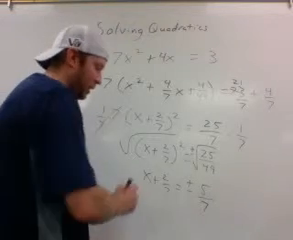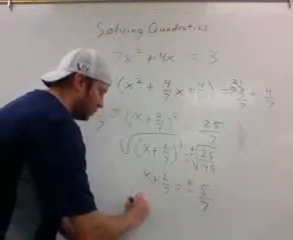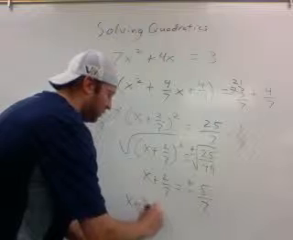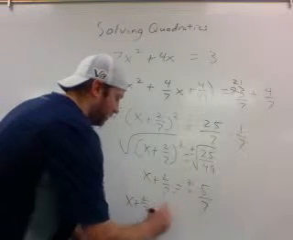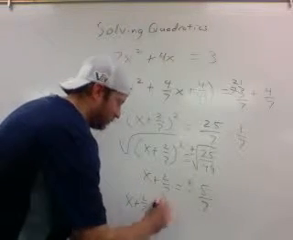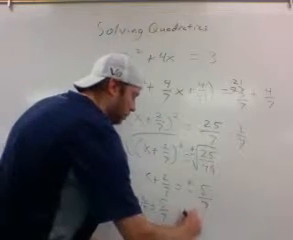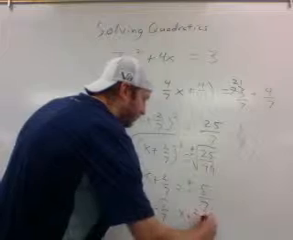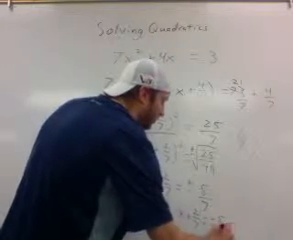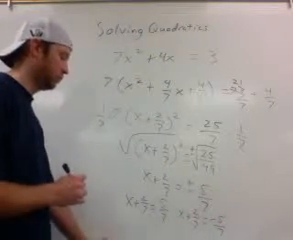All right, so I get my two problems then. I get x plus 2 sevenths equals 5 sevenths, or x plus 2 sevenths equals negative 5 sevenths.